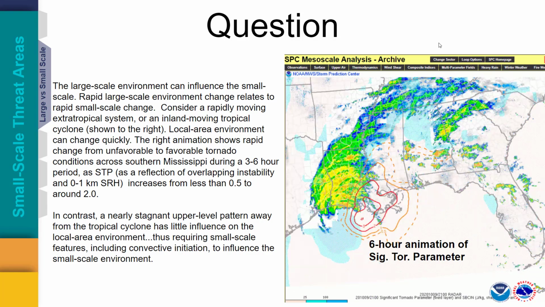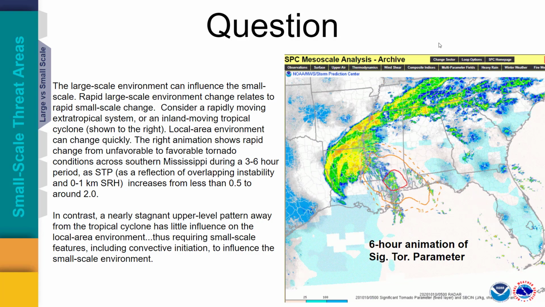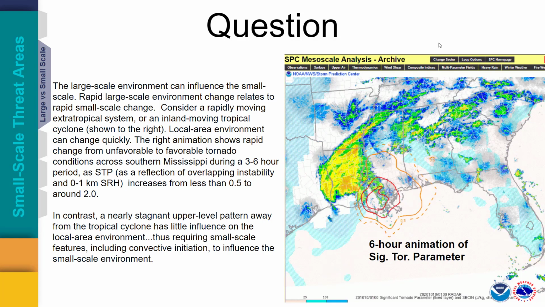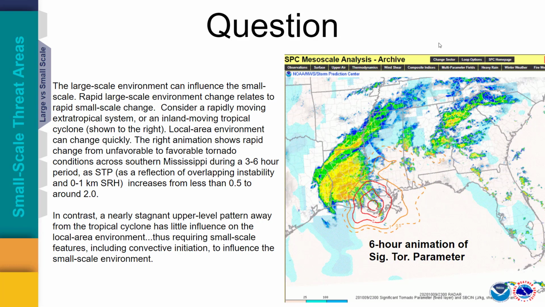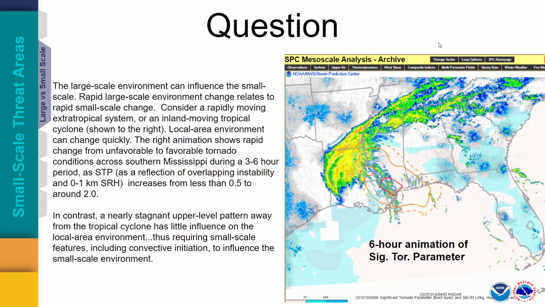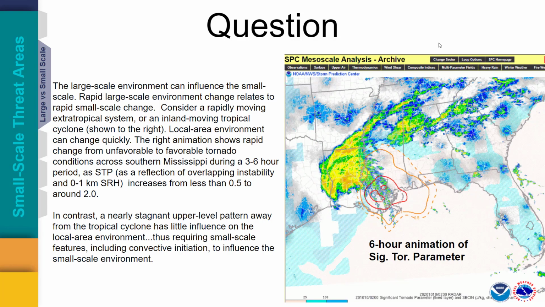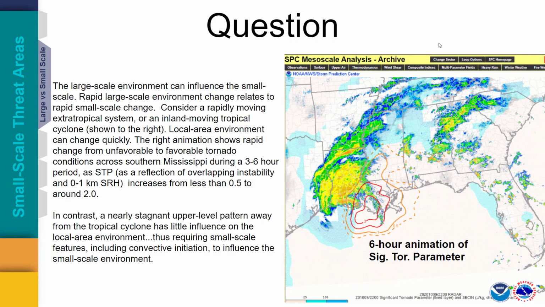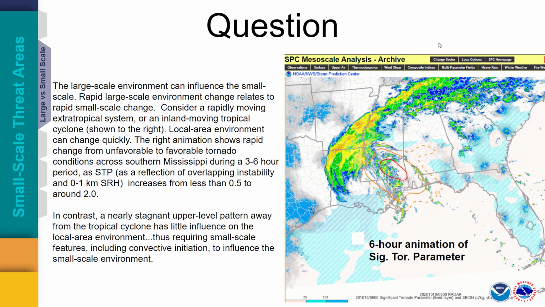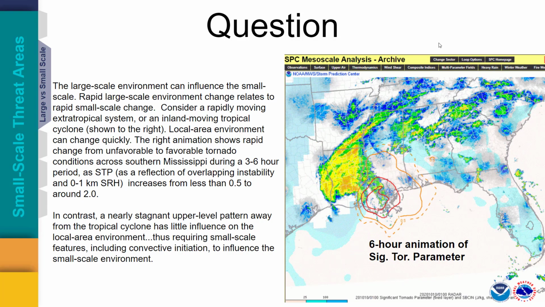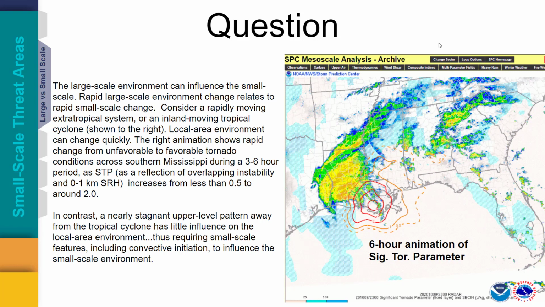The right animation shows rapid change from unfavorable to favorable tornado conditions across southern Mississippi during a 3 to 6 hour period, as the SIG tornado parameter, as a reflection of overlapping instability and low-level shear, increases from less than 0.5 to around 2.0. In contrast, a nearly stagnant upper-level pattern away from the tropical cyclone has little influence on the local area environment, thus requiring small-scale features, including convective initiation, to influence the small-scale environment.